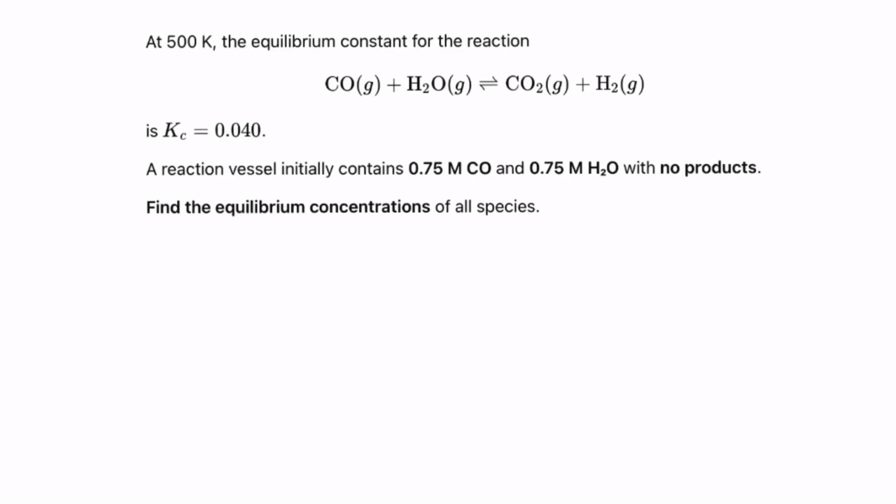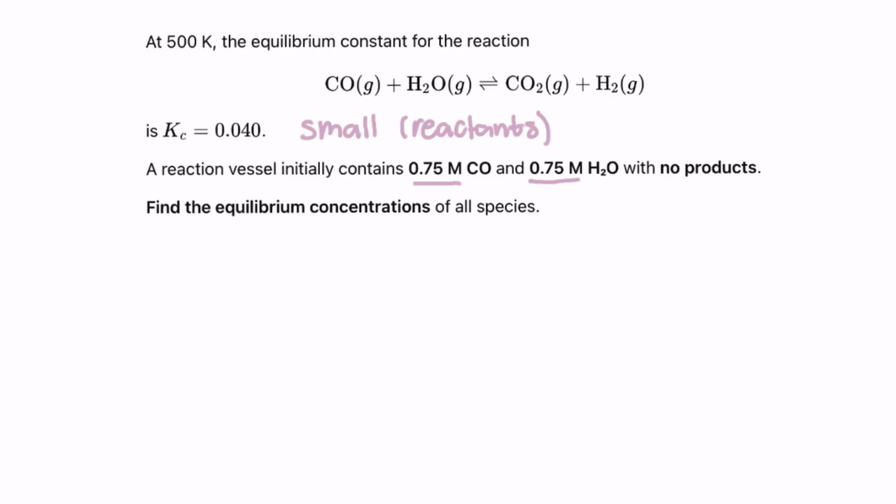We will do this problem that will help us tie all of the things we have learned about equilibrium. Now, something you want to know is that Kc is small. This means that it will favor reactants. The problem says the reaction vessel initially contains 0.75 molar CO and 0.75 molar H2O with no products. Find the equilibrium concentrations of all species.